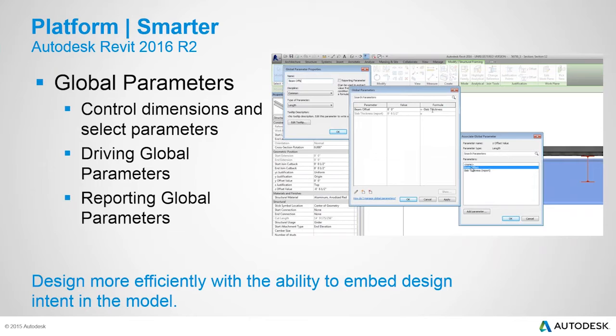Now, here's a new feature. It's the Global Parameters feature, which is available in the Revit 2016 Release 2. This enables you to drive dimensions and element instance parameters with project-wide parameters. Basically, we can create a global parameter to measure dimensions and calculate formulas to drive those dimensions and parameter values in other elements.